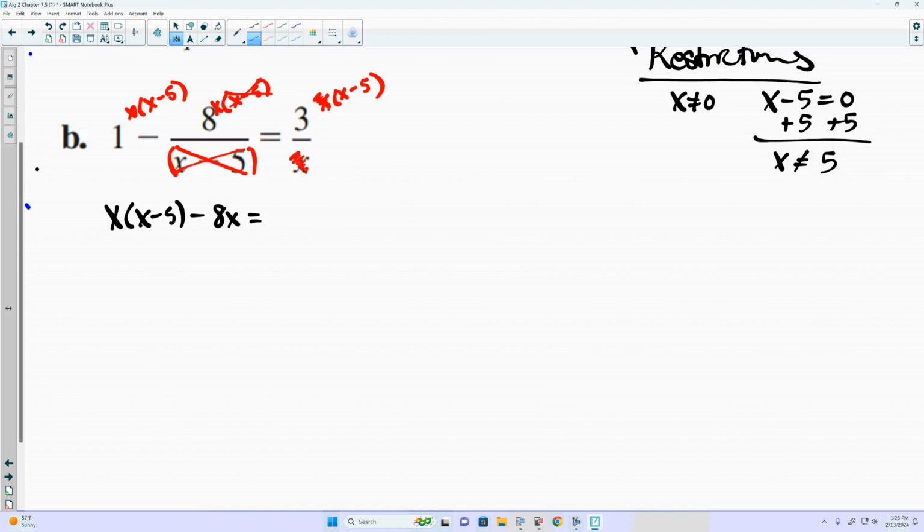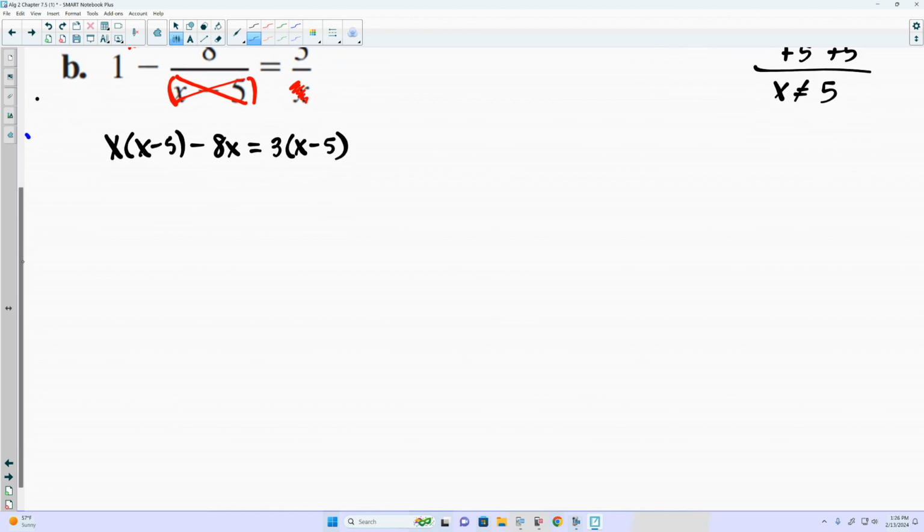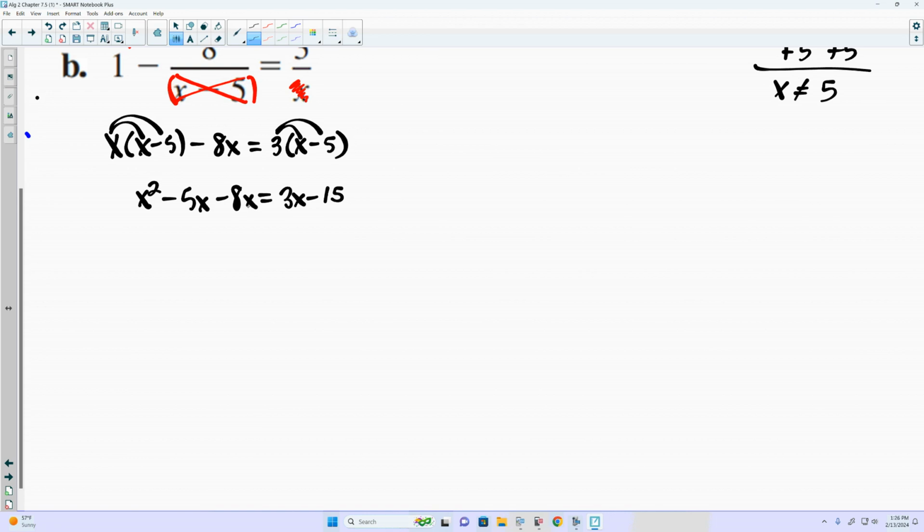which is 8x, is equal to 30 times x minus 5. Yes, and we distribute the 3. 3 times x would be 3x. And 3 times negative 5 would be negative 15. Now for our first expression, x times x is x squared. X times negative 5 is negative 5x minus 8x. 3x minus 15. Now this is one of the first times today we've had like terms. Negative 5x minus 8x is negative 13x.